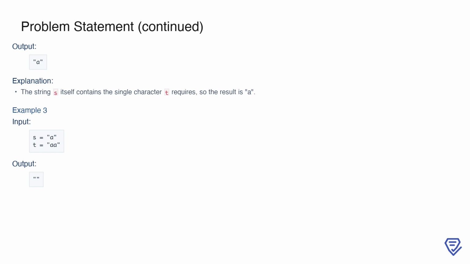This is because T requires two occurrences of the character A, but S only contains one. Since it's impossible to satisfy the condition that all characters of T must appear in a substring of S, the result must be empty. This highlights the importance of ensuring that the frequency of each character in T is fully met by the substring in S in order for it to be considered valid.